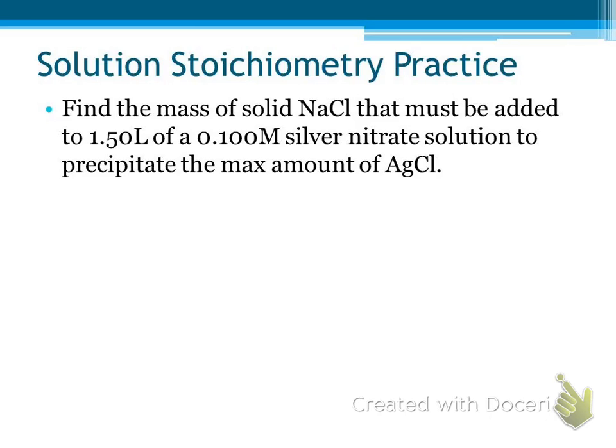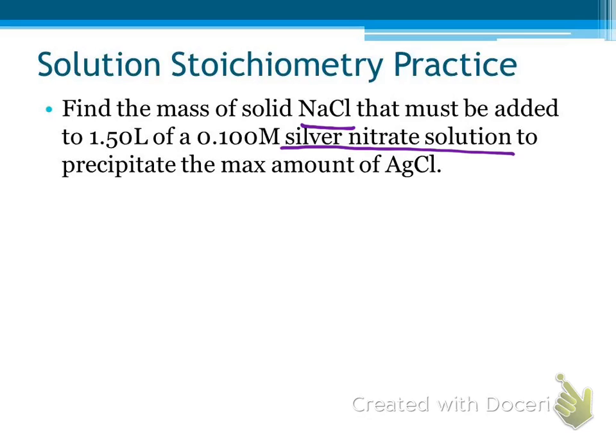Okay, it says find the mass of NaCl that must be added to this silver nitrate solution to precipitate the max amount of AgCl. So let's talk through what that means. We're going to have reactants of silver nitrate and salt, right, sodium chloride, that yield silver chloride and something else, right? We'll figure that out in a second. But we want to find out how much salt has to be added to that solution of silver nitrate in order to give us the maximum amount of our precipitate. Okay, so we know in this case that silver nitrate's our limiting reactant because we want to find out how much salt we have to add in to get all the silver chloride we want.